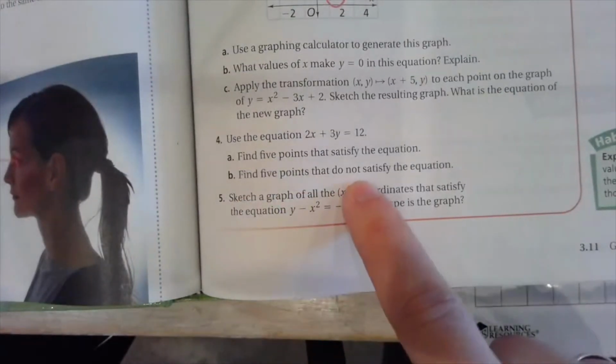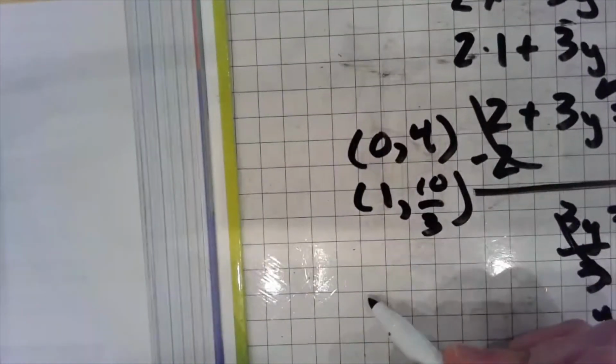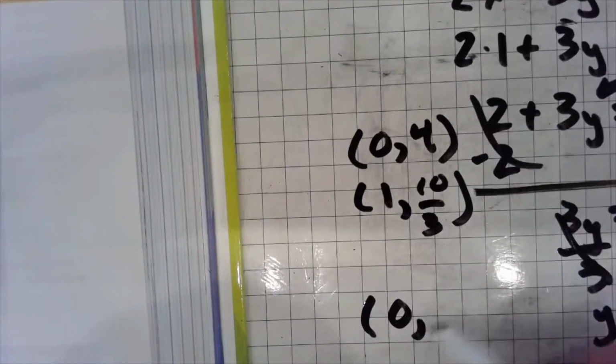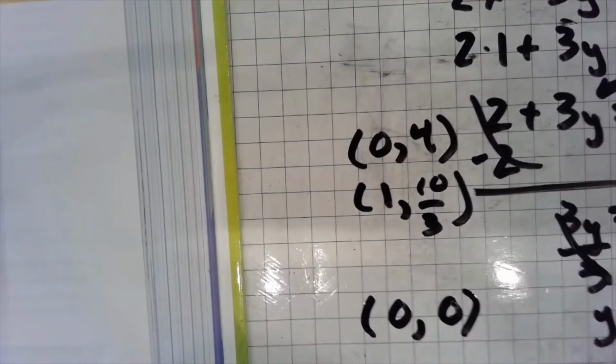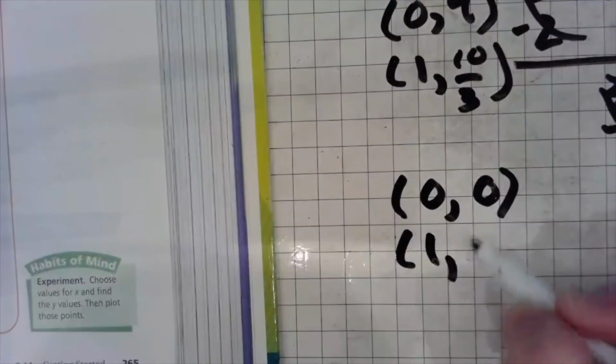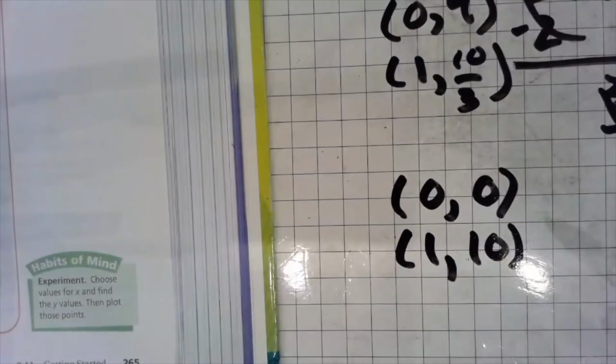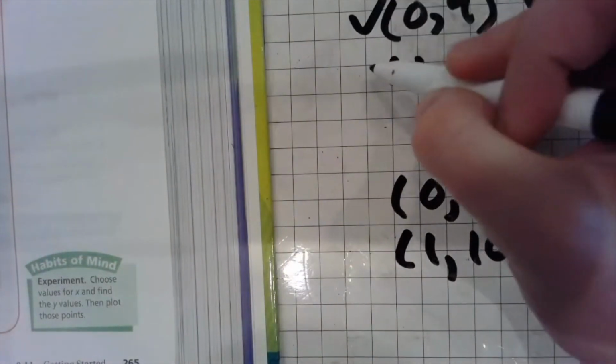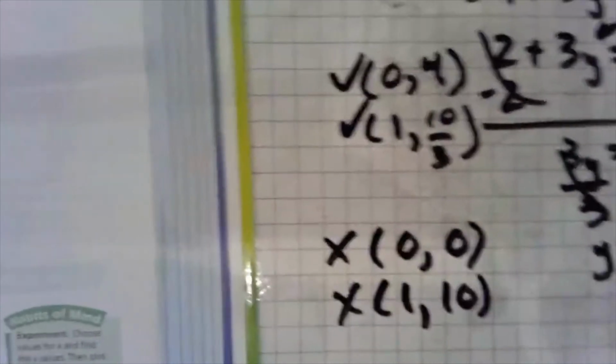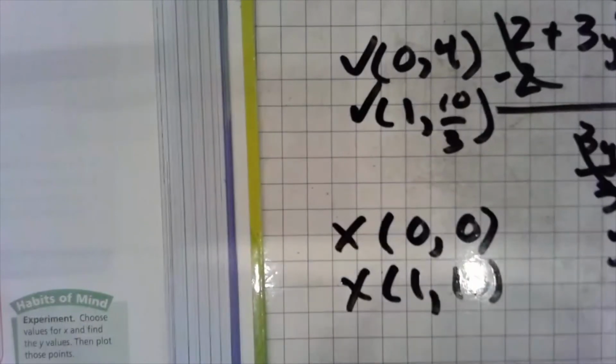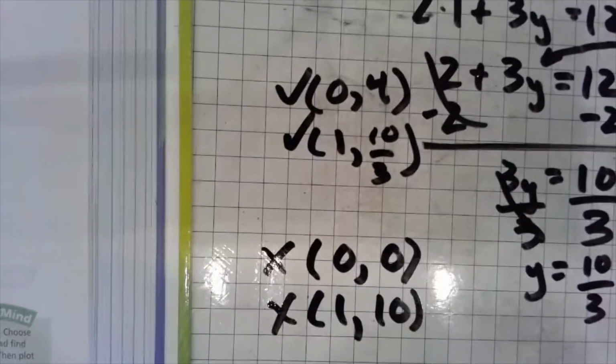Then, you'll note that the next part, part B, says find 5 points that do not satisfy the equation. This is actually even easier. My suggestion would be, well, let's start with our (0, 4). Since (0, 4) works, (0, 0) sure wouldn't. Since (1, 10 over 3) works, (1, 10) by itself does not. There you go. So these are 2 good ones, these are 2 bad ones, which they're looking for in part B, and you're good to go. You just need to find 3 more for each of these things, and you'll be in great shape.